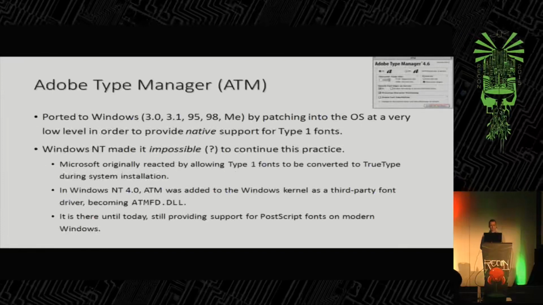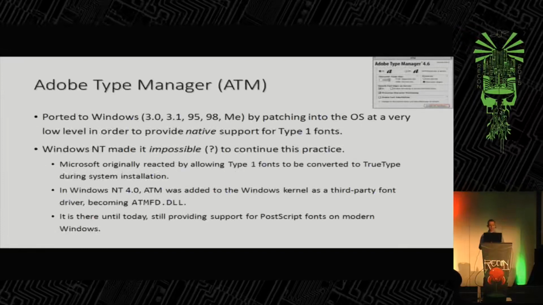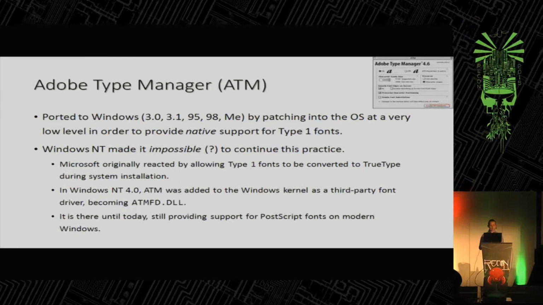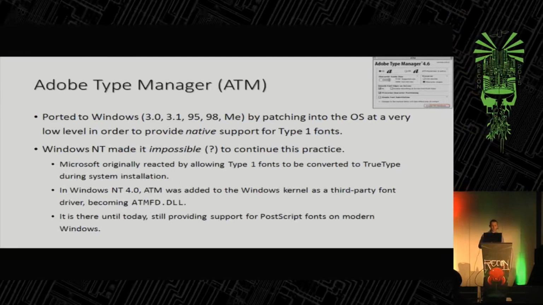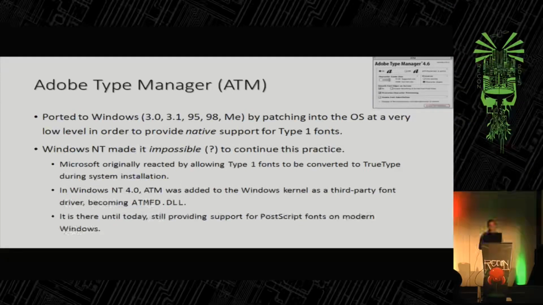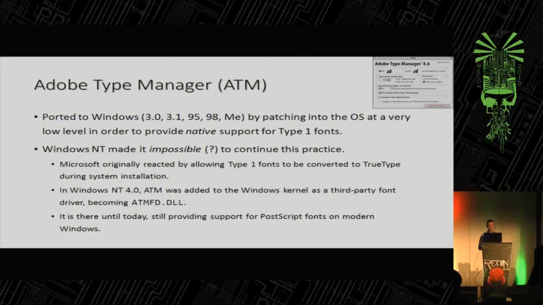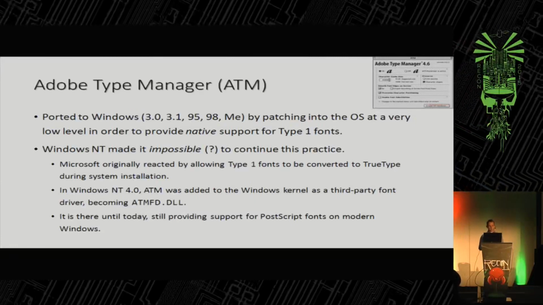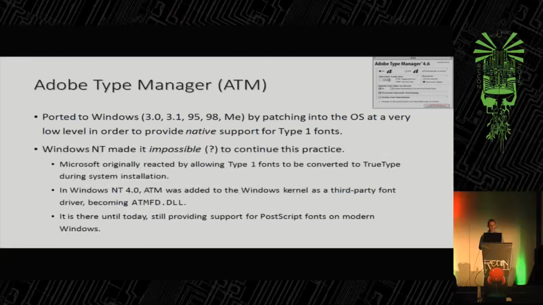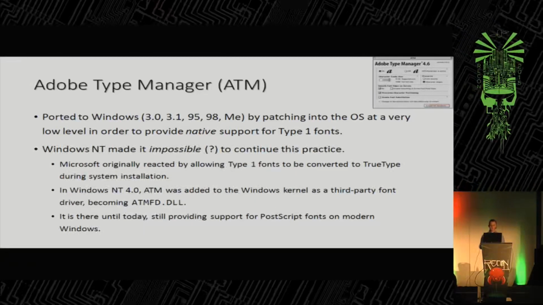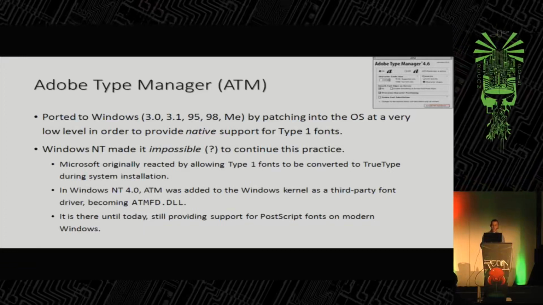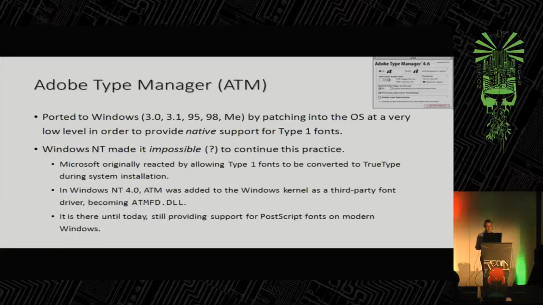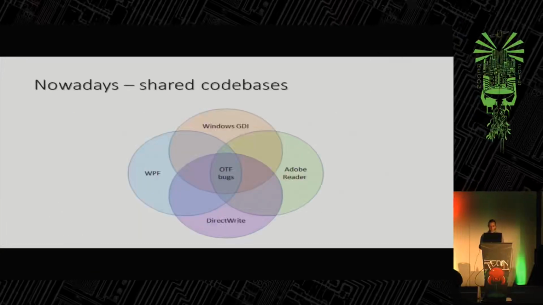Basically, it was created by Adobe to render Type 1 fonts, and it was ported to very early versions of Windows by patching into a very low level of the operating system in order to provide kind of native support for it. But Windows NT and its architecture made it kind of impossible to do that anymore. So first, Microsoft allowed converting Type 1 fonts into TrueType during system installation, and later on in Windows NT 4, they added the ATM as a third-party font driver called atmfd.dll, and it's there until today. They're still in Windows 8.1, rasterizing our PostScript fonts.